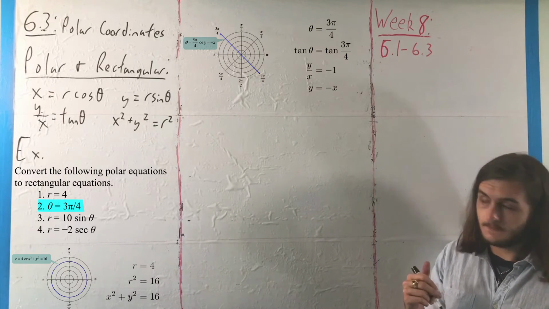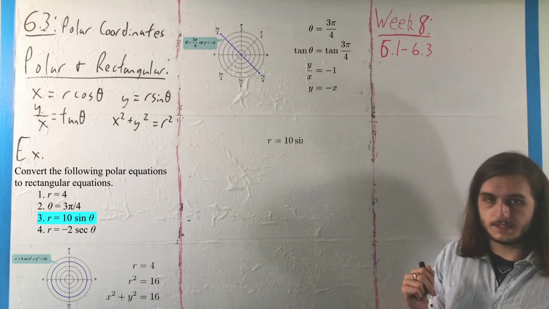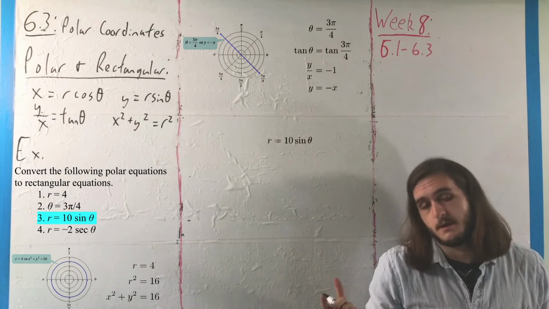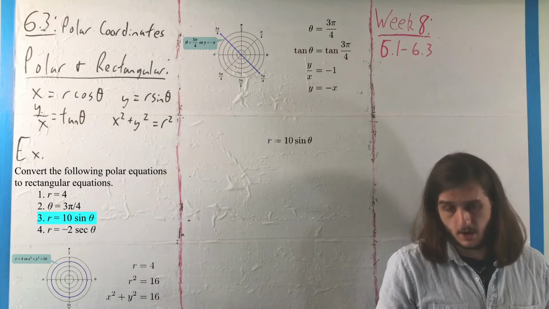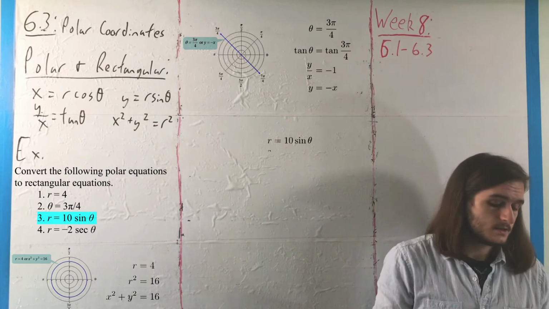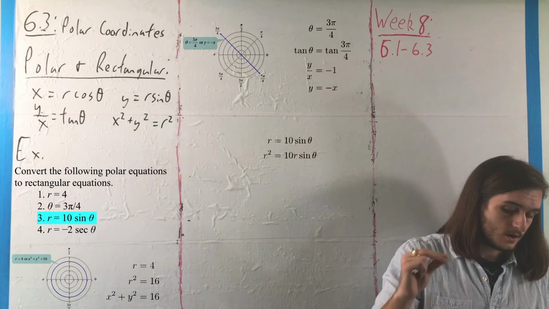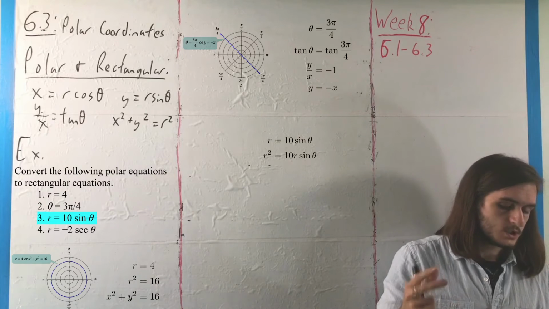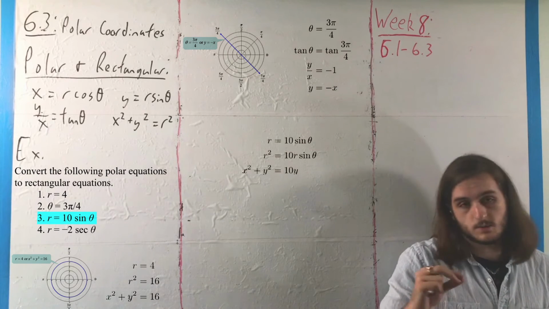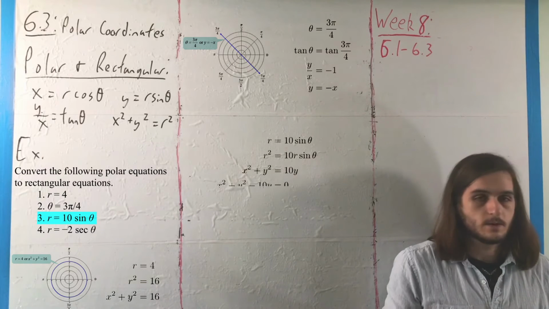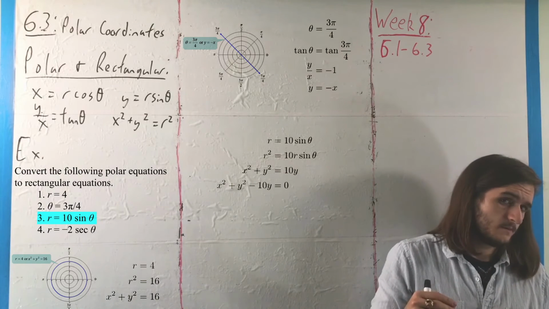In our third case, we have r equals 10 sine theta, and whenever we have a sine or cosine by itself, we want to multiply in an r, so we can put it in terms of one of those. So multiply both sides by r, we get r squared equals 10r sine theta, which we can turn into x squared plus y squared equals 10y. Pull it over and we get x squared plus y squared minus 10y equals 0.